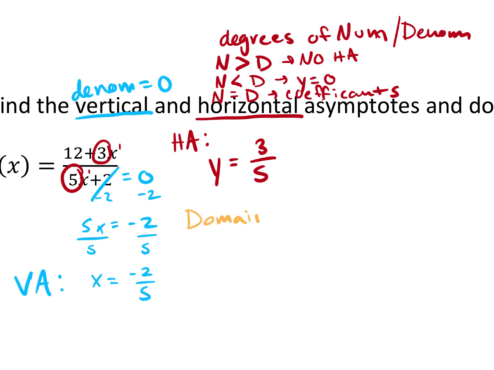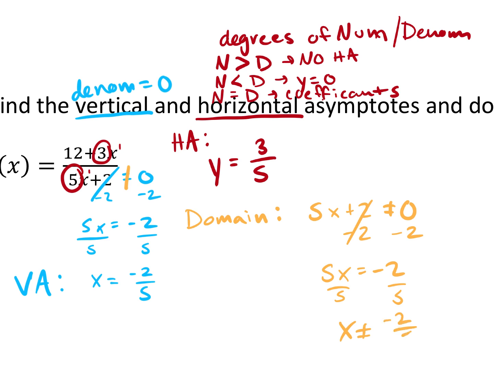And then for the domain, what do I have to check here? What can we not have here? We can't have 0 in the denominator. So we would set our denominator not equal to 0. So we'd say 5x plus 2 cannot be 0. So then we solve for x, just like we did when finding the vertical asymptote. So x cannot be negative 2 over 5.